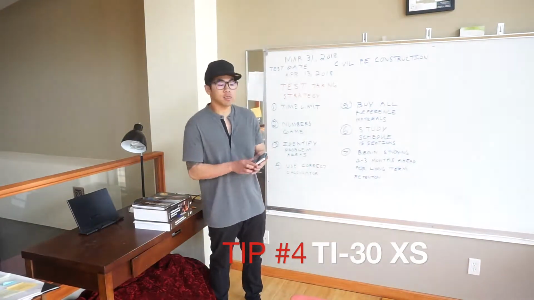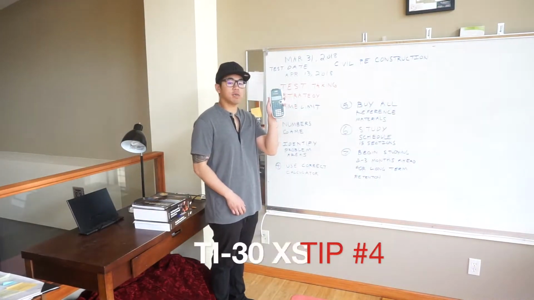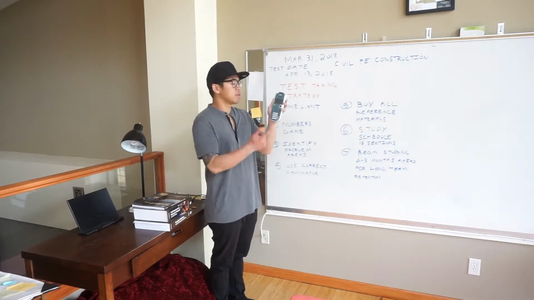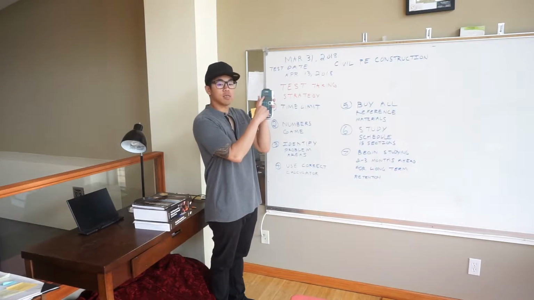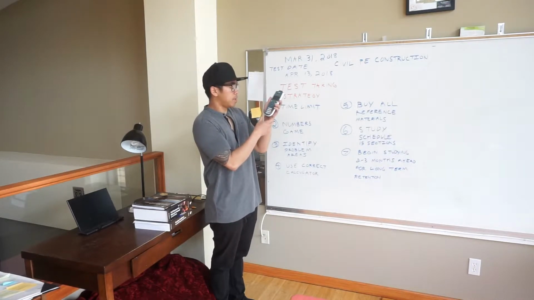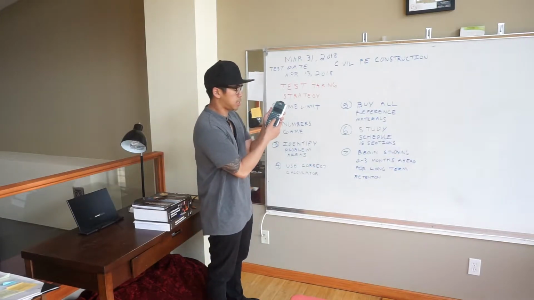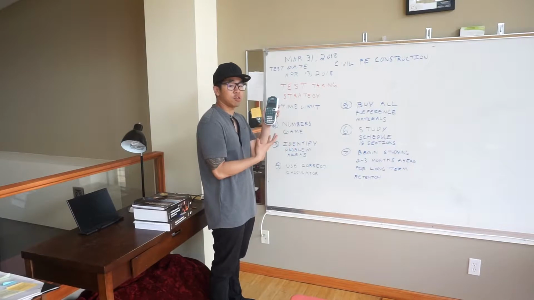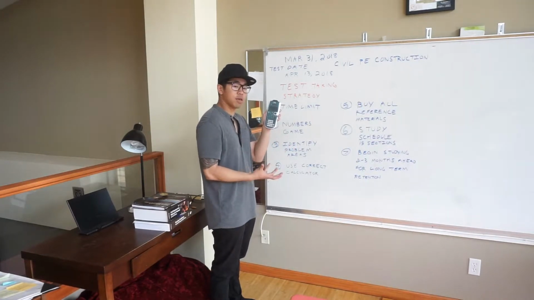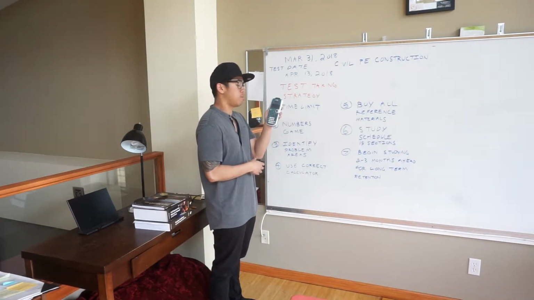Number 4, use the correct calculator. This is important. Buy the calculator early. I'll provide a link down below. This one's great, the TI-30XS from Texas Instruments, and it's basically got all the functions that you would want: sine, cosine, tangent, trigonometric functions. This is a necessity. You can't use a graphing calculator anyways, so beware of that.